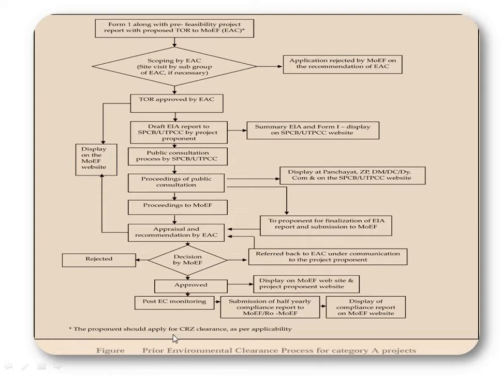The proponent should also apply for CRZ clearance as applicable. CRZ means coastal regulatory zones. If there is any clearance in coastal areas or strategic areas, you have to apply for that separately as per applicability. Otherwise, this is the general procedure. Ten nautical miles of the zones on the coast are called coastal regulatory zones, so a separate application is required in addition to this. For example, any mining activities in coastal areas.